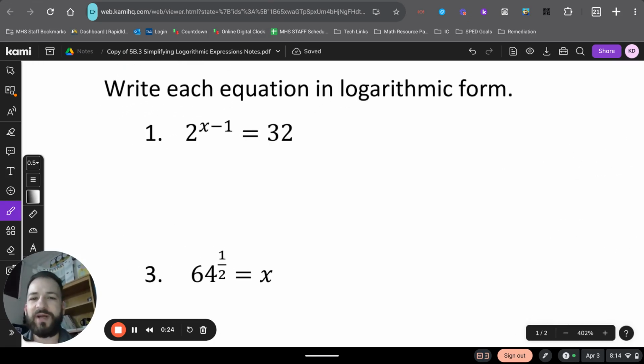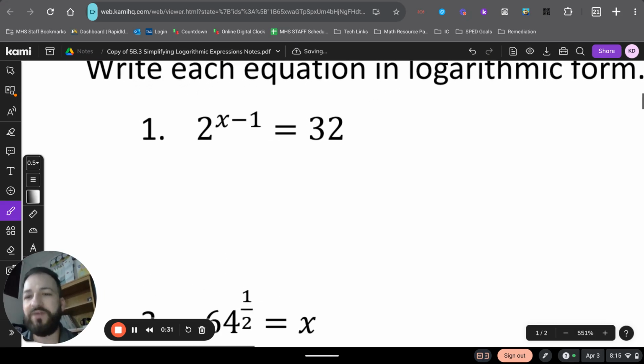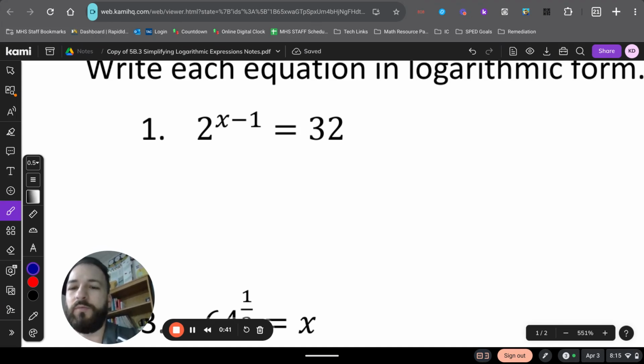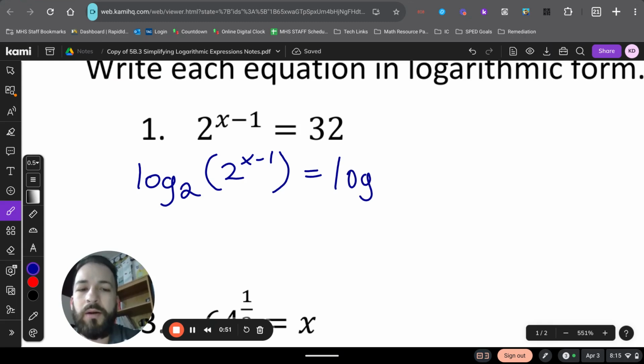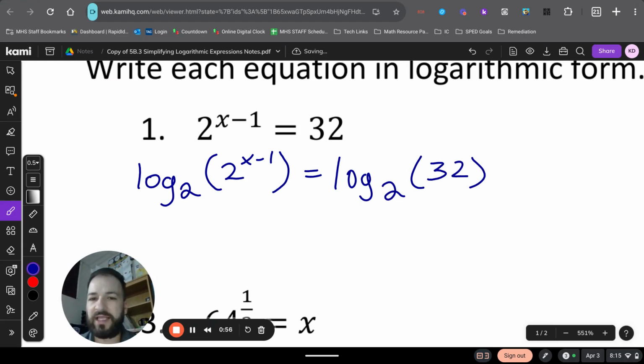We have 2 to the x minus 1 is equal to 32. So this is currently an exponential function, and I want to convert it into a logarithmic function. And so I can do that by taking that inverse operation, by taking the log of the equation. But when I do something to one side, I have to do it to both sides. So I can rewrite this as log base 2 of 2 to the x minus 1 is equal to log base 2 of 32. So I've applied that logarithm. I have taken the logarithm of both sides of my equation.